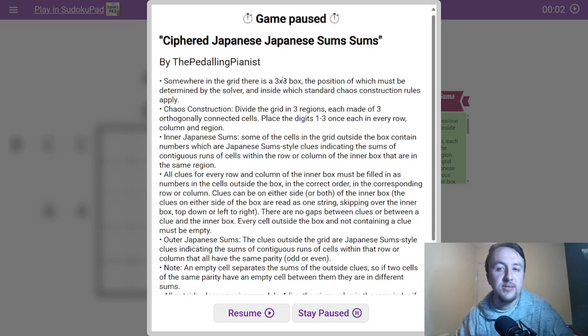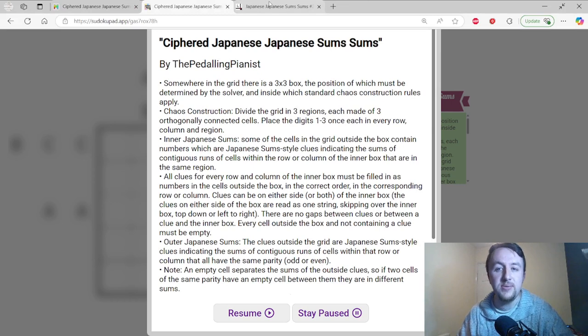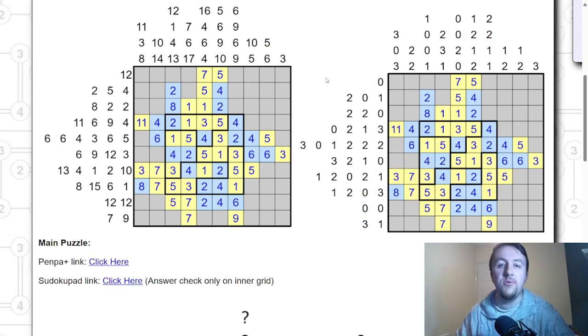Now, as you can see, there are a lot of rules. If you're watching this video, there's a good chance you're probably quite familiar with the rules. So just in the interest of speed, I'm going to apologise to anyone who has no idea what's going on. And rather than reading out all the rules, I'm just going to show you an example of a completed grid, which is helpfully provided by the bookworm, the original author of the Japanese Sums puzzles. Thank you very much for making such helpful examples.